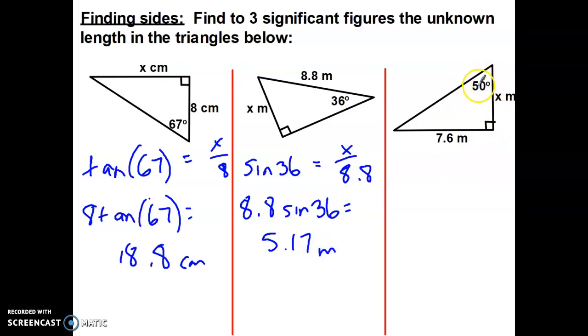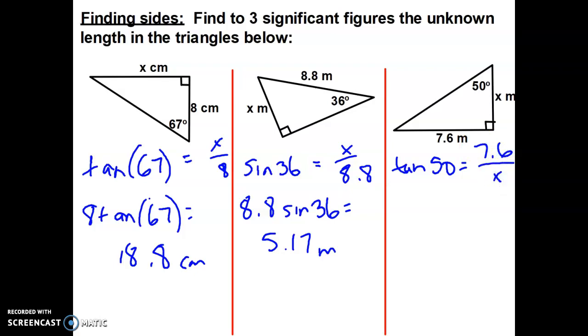So I've got my 50-degree angle here. I have opposite and adjacent. So I'm going to use tangent. So tangent of 50 is opposite over adjacent. Okay, so this one's different.